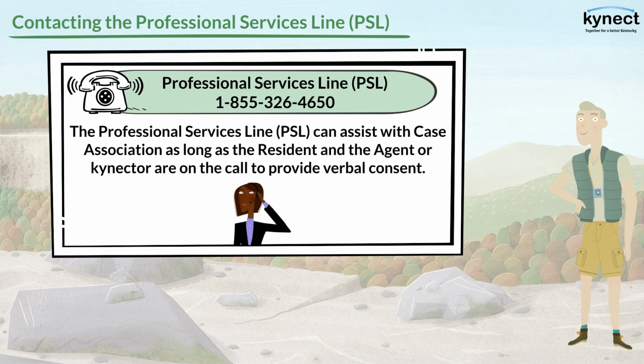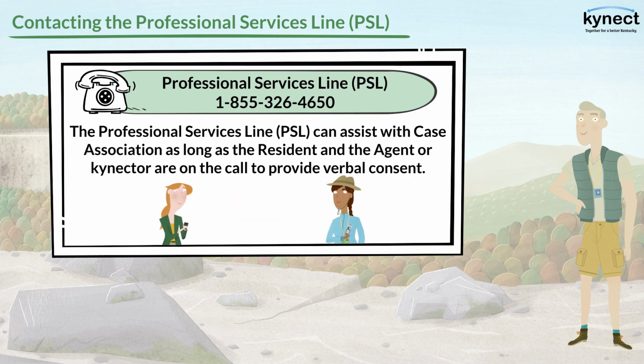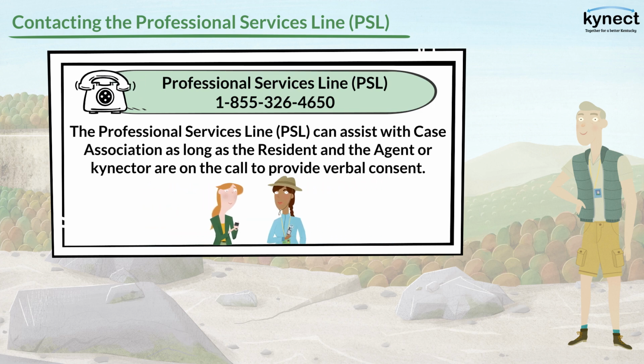The professional services line can assist with case association as long as the resident and the agent or connector are on the call to provide verbal consent. Once identities are verified, the professional services line will ask the resident to verbally confirm their wish to add the agent or connector to their case.